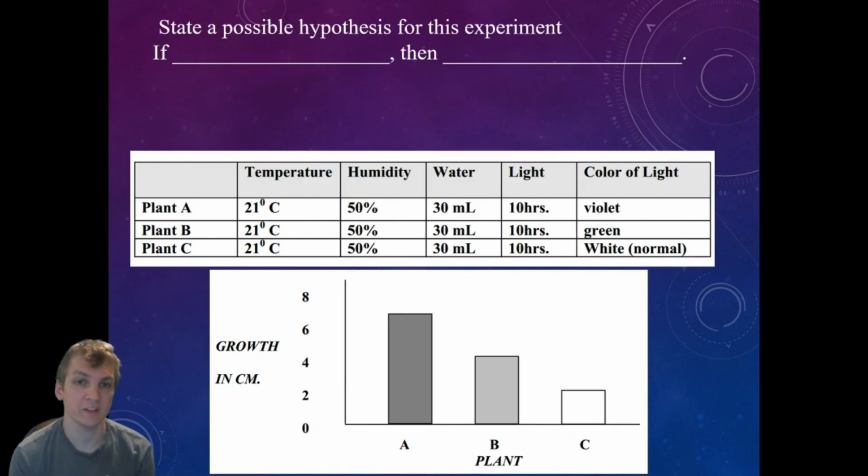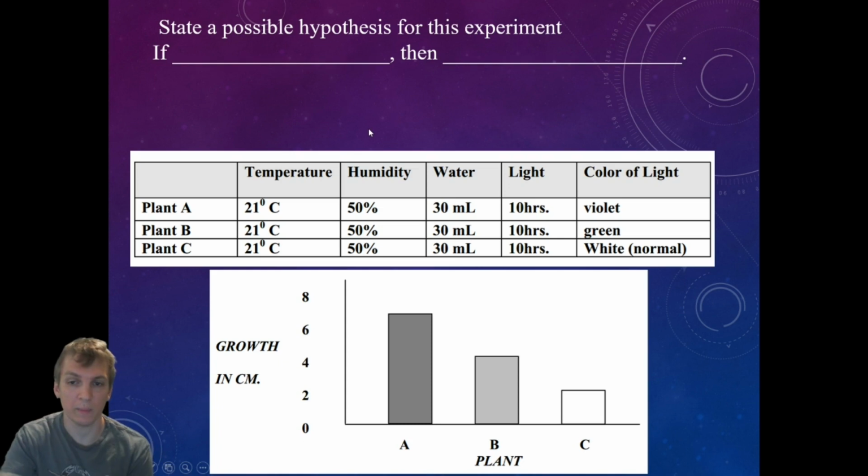So we're going to go ahead and state a possible hypothesis for this experiment. Now, this next part wasn't necessarily written in your guided notes, but for a hypothesis, almost always we're going to state it in this format. If blank, then blank. So a hypothesis is always written like that. If this thing happens, then this other thing will happen.